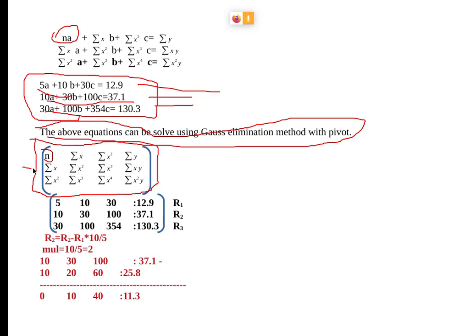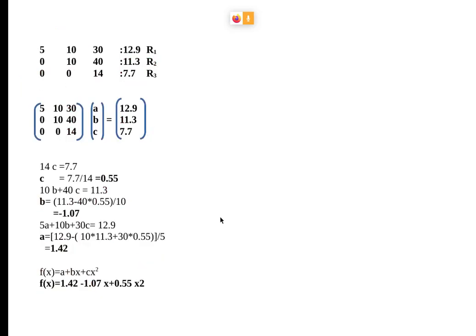Then the second row is the second equation, sigma x square and sigma xy. Third row is the third equation, sigma x square, sigma x cube, sigma x raised to 4 and sigma x square y. The first method is we need to form the upper triangular matrix. To form the upper triangular matrix, we need to do the row transformation. The detailed description you can see in my previous video.